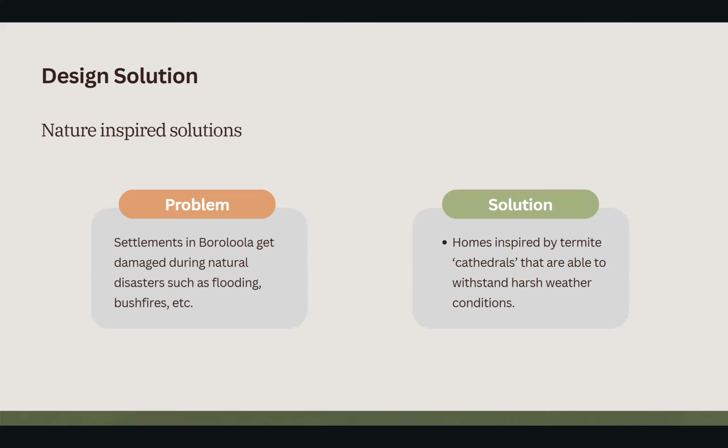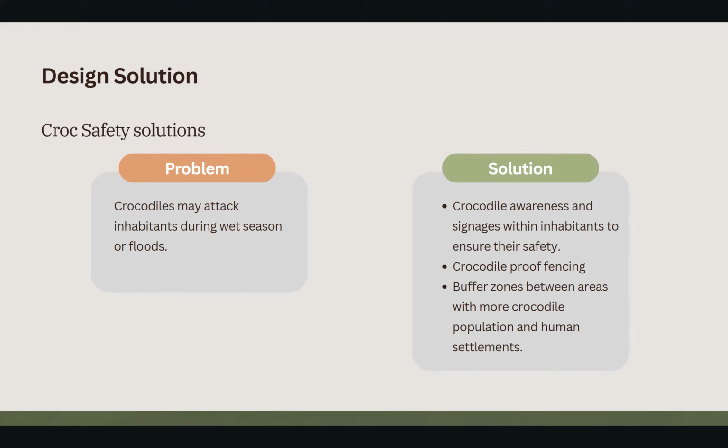Design solutions. Settlements in Borolula get damaged due to natural disasters such as flooding and bushfires. So, homes inspired by termite cathedrals can be introduced as they are able to withstand harsh weather conditions. Crocodiles may attack inhabitants during the wet season or floods. So, crocodile awareness and signages for inhabitants can be introduced to ensure safety. Crocodile proof fencing and buffer zones can also be introduced.